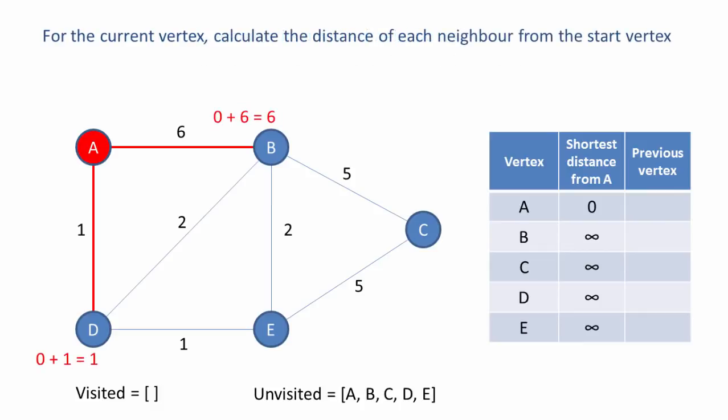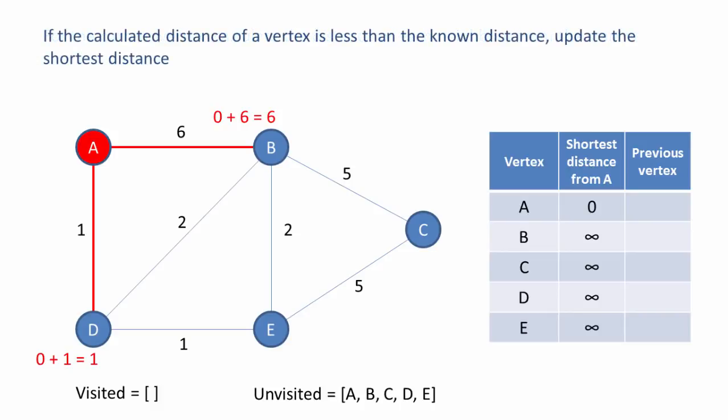For the current vertex, we calculate the distance of each neighbour from the start vertex. This may seem like overstating the obvious at the moment, but it'll become apparent why we state it like this a little bit later. For now, the distance from A to B is nothing plus 6, which is 6, and from A to D is nothing plus 1, which is 1. If the calculated distance of a vertex is less than the known distance, we can update the shortest distance in our table. Well, at the moment, all of our shortest distances are infinity, so we can update these two distances.